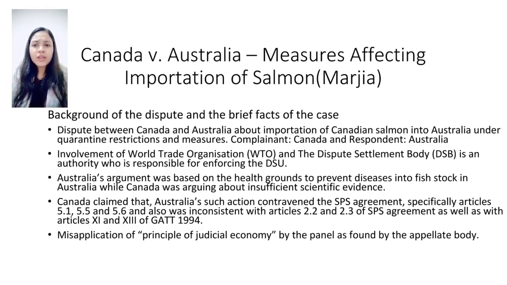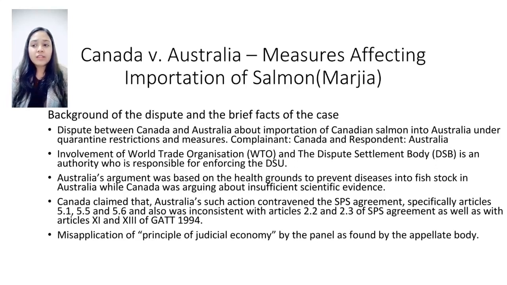Canada was also arguing that Australia's ban was based on health grounds to prevent disease in the fish stock in Australia, without being based on a risk assessment and without sufficient scientific evidence. Canada also claimed that Australia's action contravened the Agreement on the Application of Sanitary and Phytosanitary Measures, the SPS Agreement, specifically Articles 5.1, 5.5 and 5.6, as well as 2.2 and 2.3 of the same agreement. Such action from Australia was inconsistent.